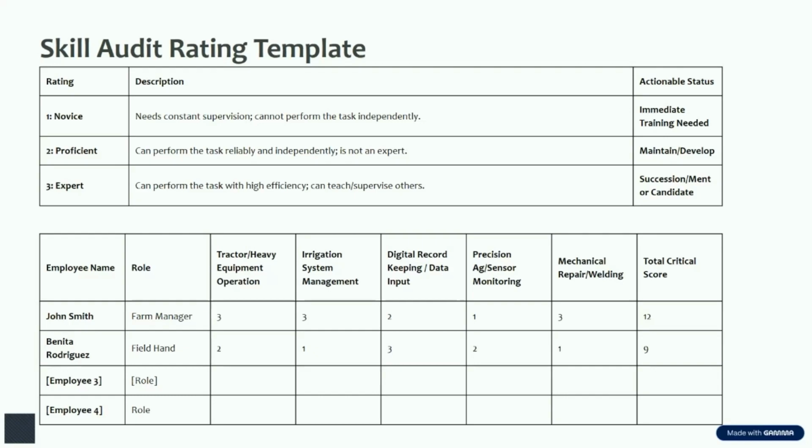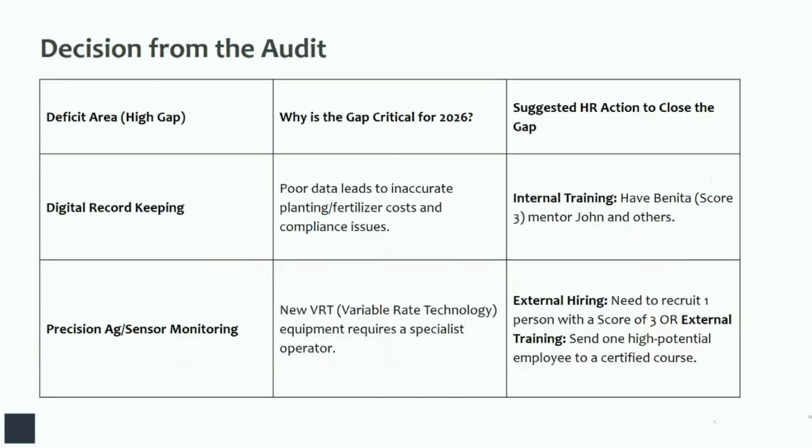Let me now show how we summarize our audit. All right, now this is the decision from our just concluded audit. We have a deficit area, or our gap, now. We have the digital record keeping. Now, why is this gap critical for 2026? It is critical because poor data leads to what? Inaccurate planting, fertilizer cost, and compliance issues.